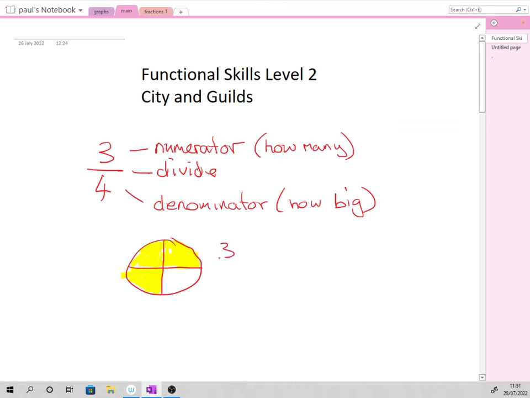Let's do another one. So if I have 2/3, the numerator decides how many I have. The denominator decides how big they are. So it's divided up into thirds, and you can see the size is different now. And in fact, when the denominator gets smaller, you have fewer fraction parts, so each part actually gets bigger.